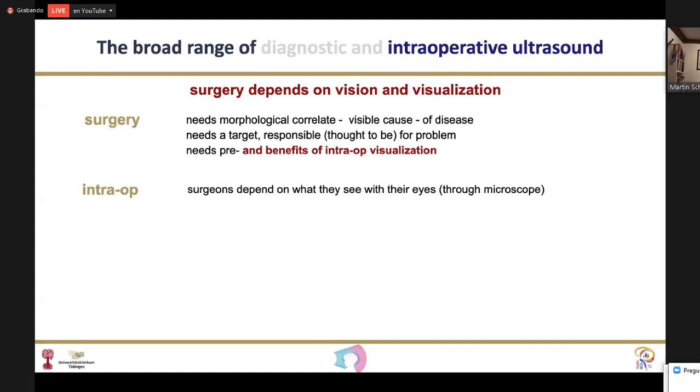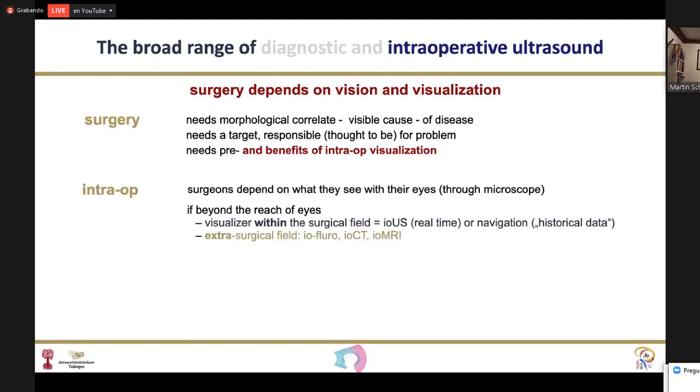Intraoperatively, the surgeon truly depends on what he sees with his eyes through the microscope, and for what is beyond the reach of his eye, he uses some kind of visualizers. In the surgical field, it's the ultrasound, which is real time, or it's neuronavigation. But we know neuronavigation is historical data. It's the data before we started surgery, and brain shift and everything else makes the navigation less and less useful the longer surgery carries on. We can also use extra-field surgical eyes like fluoroscopy or intraoperative CT or intraoperative MRI.